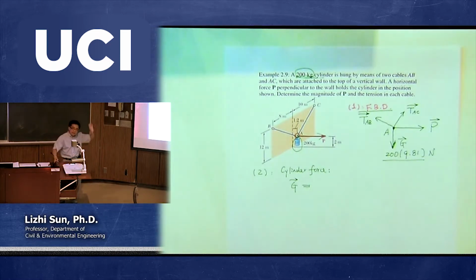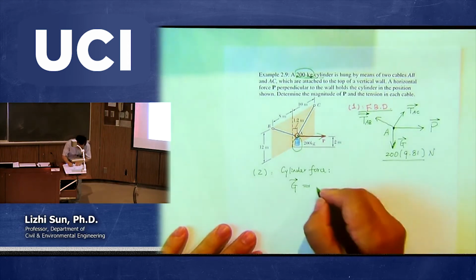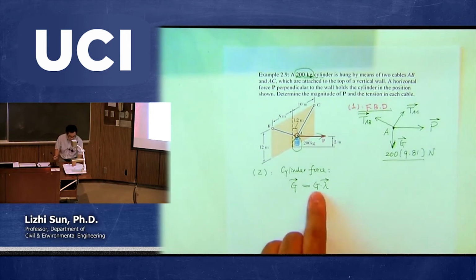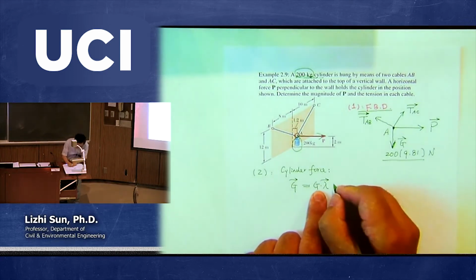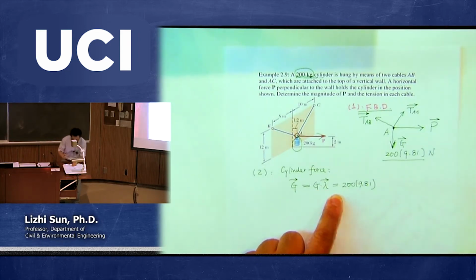Well, we just talked about any 3-dimensional problem. When you deal with a force, you transfer 100% physics into 50% physics and 50% math, which is called G times lambda. This G is different from the vector G because I don't have the arrow on top. This G is simple, which is 200 times 9.81. That's the magnitude, and times lambda.